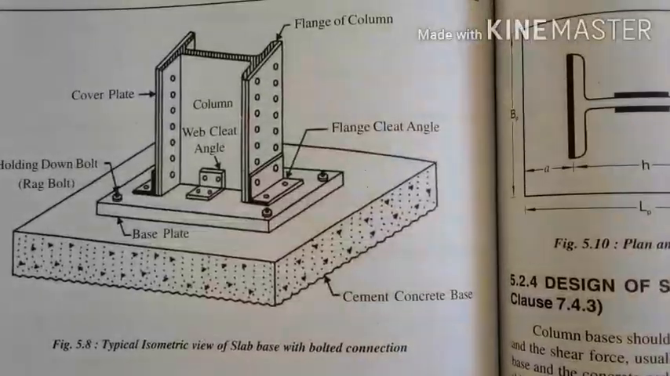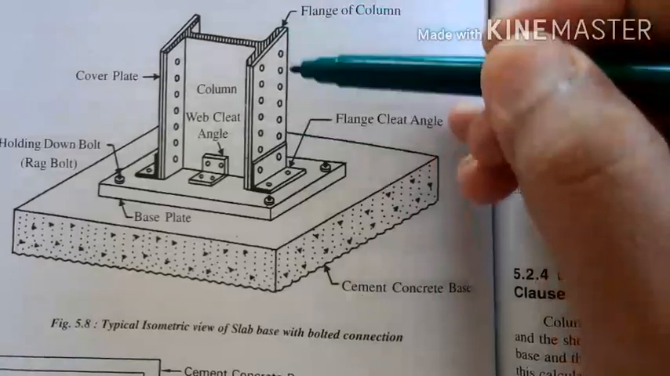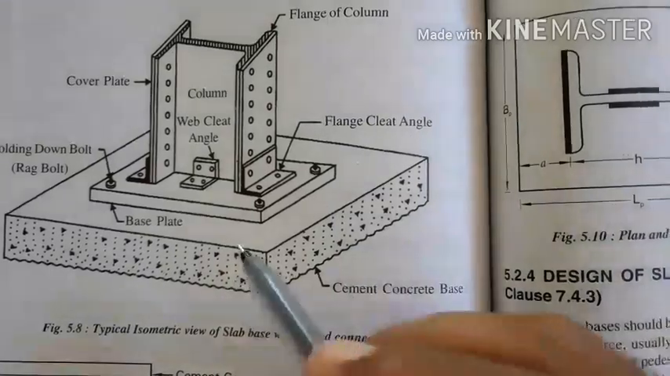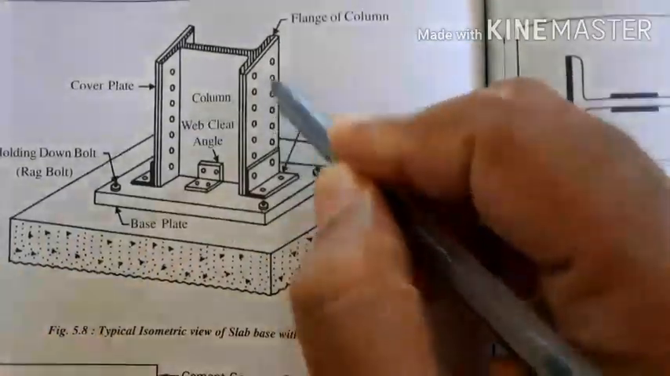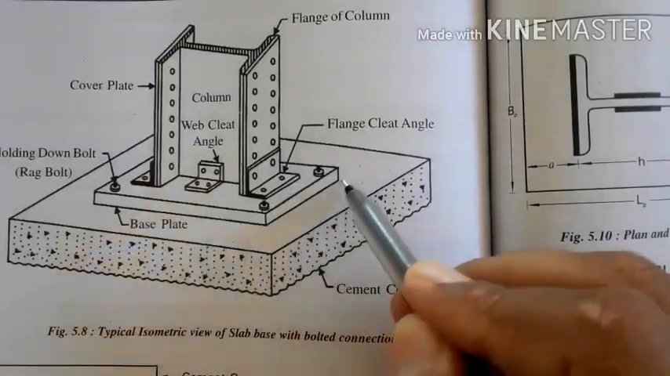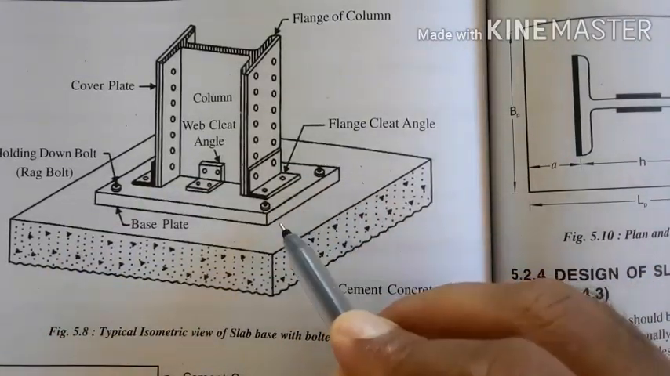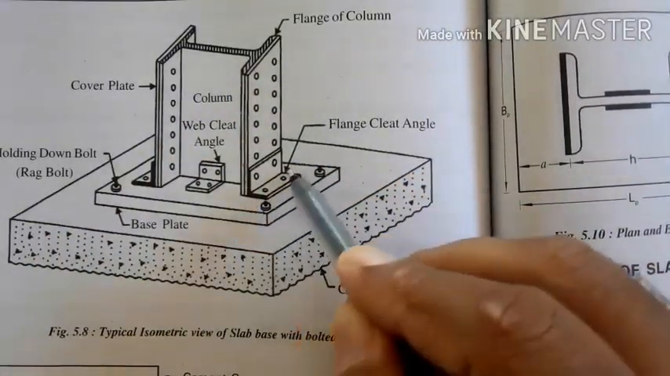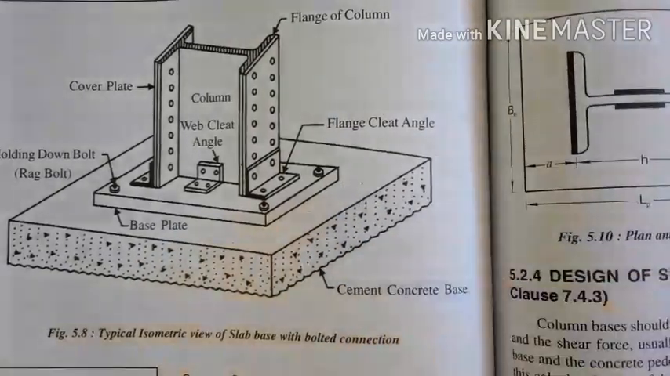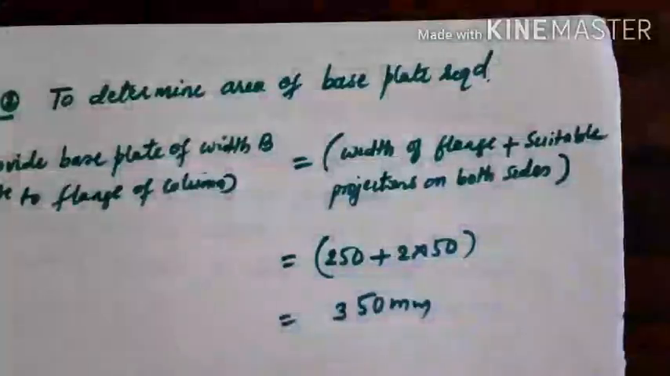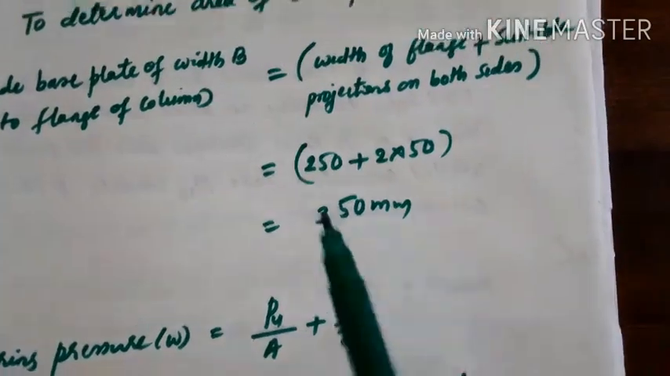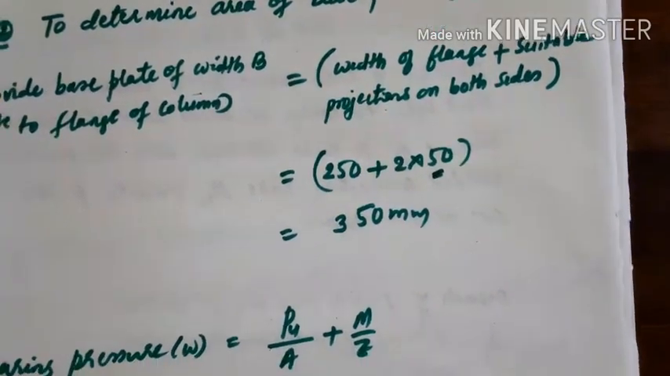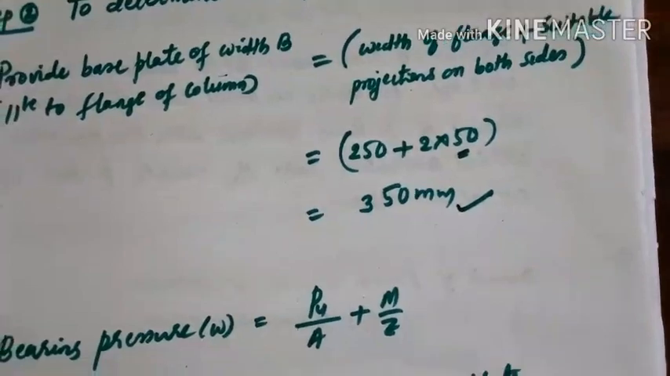In this problem, this is the flange, and parallel to the flange we get this width. So this width is nothing but the width of the flange plus projections on either side, suitable projections. I hope you understood this one. That is given here, width of the flange plus suitable projections on both sides. Here assuming 50 mm as a projection, we get 350 mm.